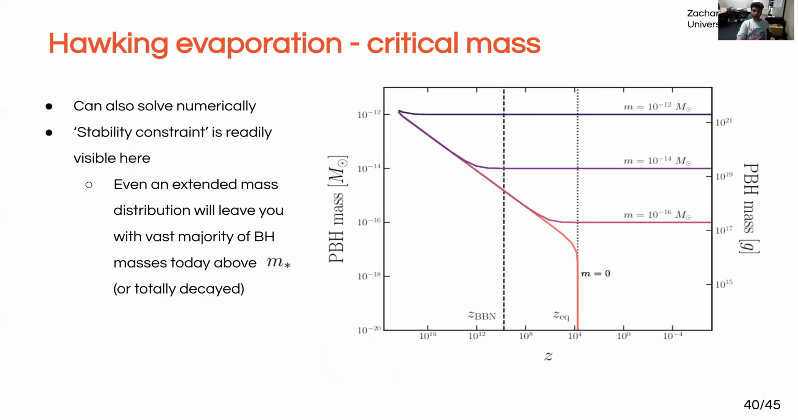And I'll show here, we can also calculate this numerically. This is demonstrating more explicitly this stability constraint that I was talking about, which is that if you change the initial mass even slightly, you'll end up with barely any decay, or it'll decay all the way down to zero. So even if you have some complicated extended mass distribution up here, you just will not be able to populate these today, because only a tiny fraction will go to intermediate sizes. The vast majority will go there or go down there.